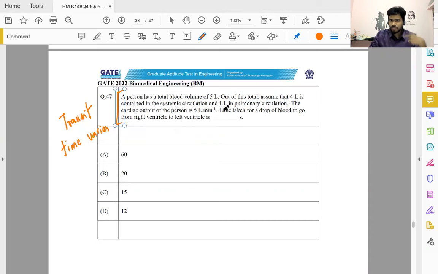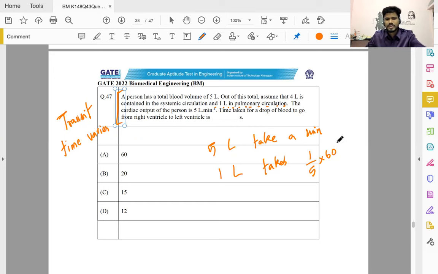Certainly, if 1 liter of blood gets pumped from the pulmonic circulation, all of that 1 liter got replaced. 5 liters take a minute. So the moment the 1 liter of blood in the pulmonic system goes away, this drop will also reach. So 1 liter takes 1 by 5 into 60 seconds. 1 minute, that is 60 seconds.